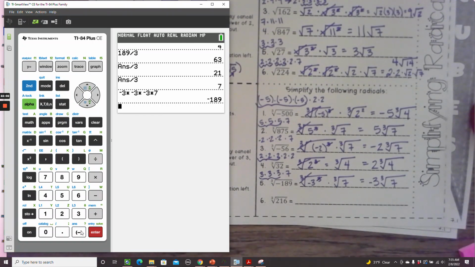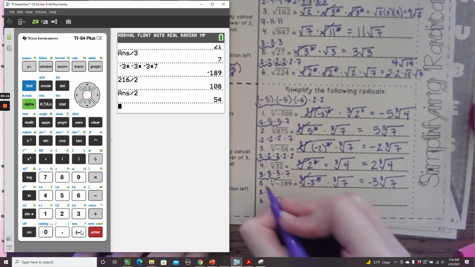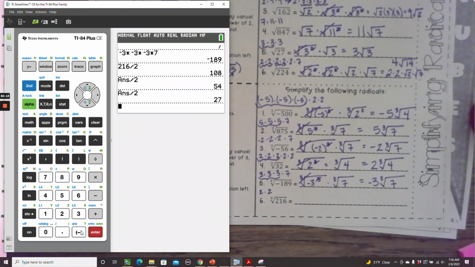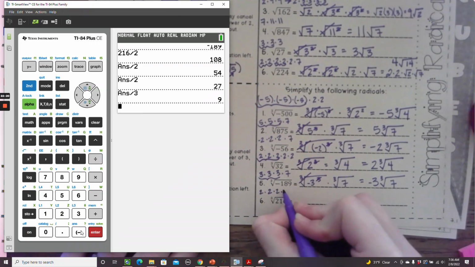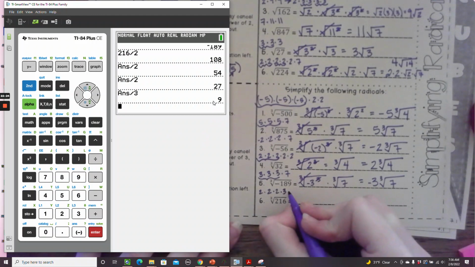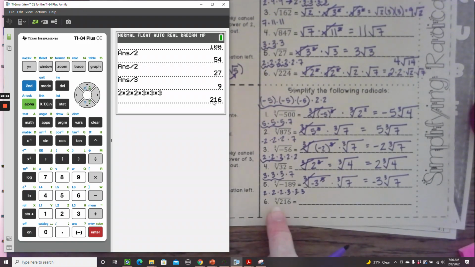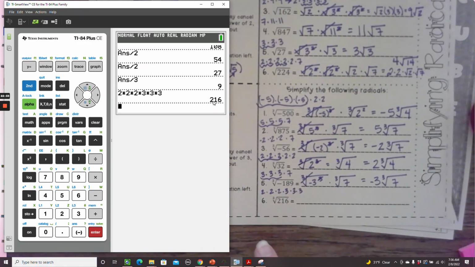I apologize. All right, 216. No, it's divisible by 2. 108 is divisible by 2. 54 is divisible by 2. All right, now we got a 27. Well, we know that one's divisible by 3. And then we know that this 9 is the same as 3 times 3. Again, you can always go back and check. Make sure that everything multiplies out right.